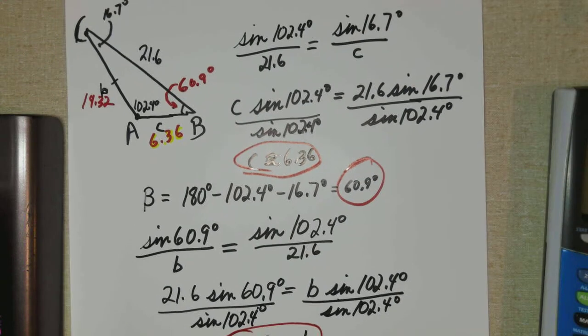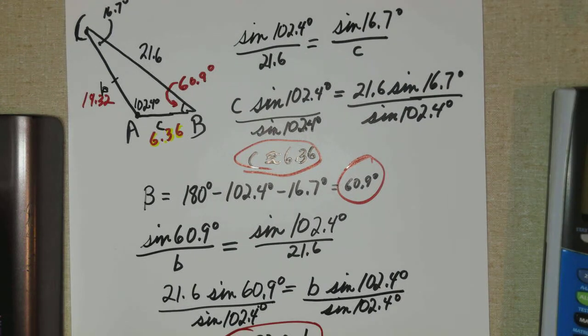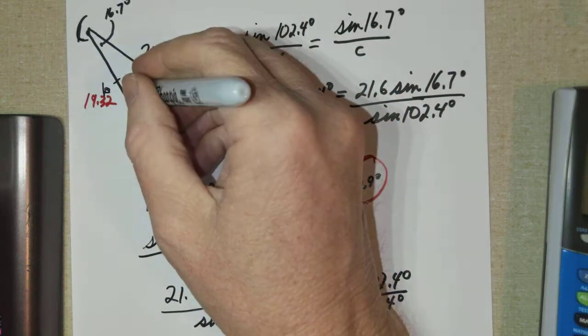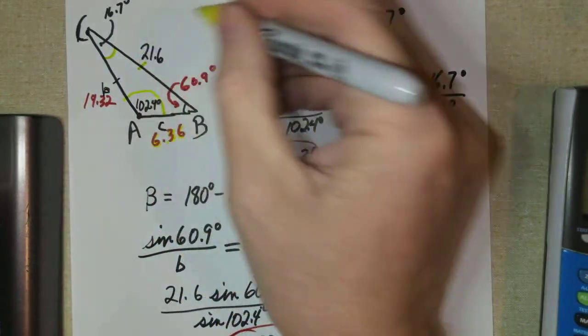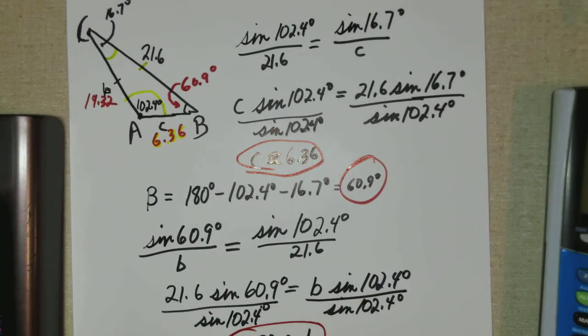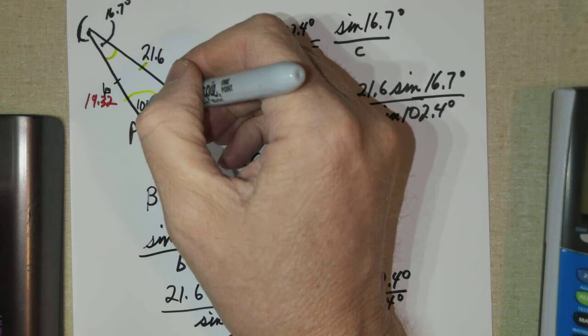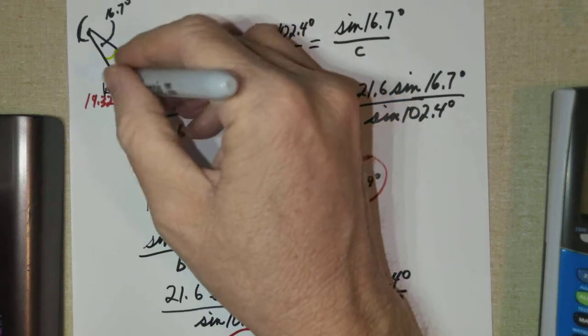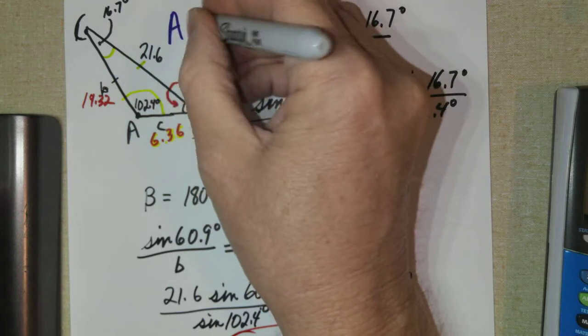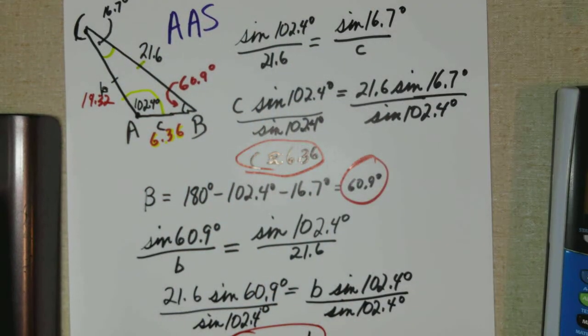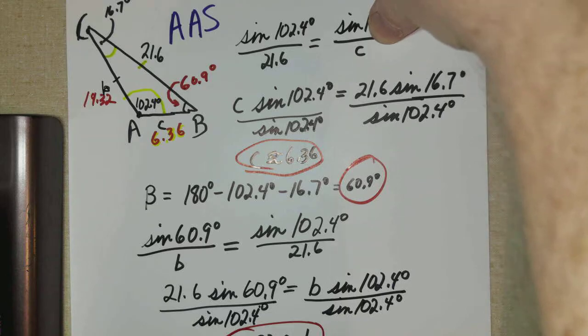Oh, by the way, let's look at what we were given. We were given this angle, this angle, and this side. That is angle, angle, side. The side is not the included side between the 2 angles. So this is an AAS scenario.